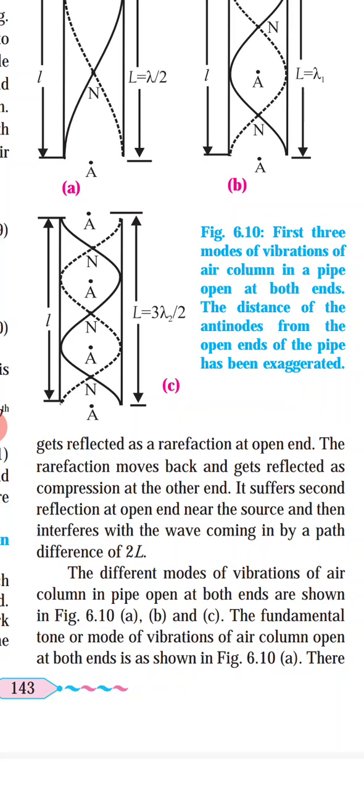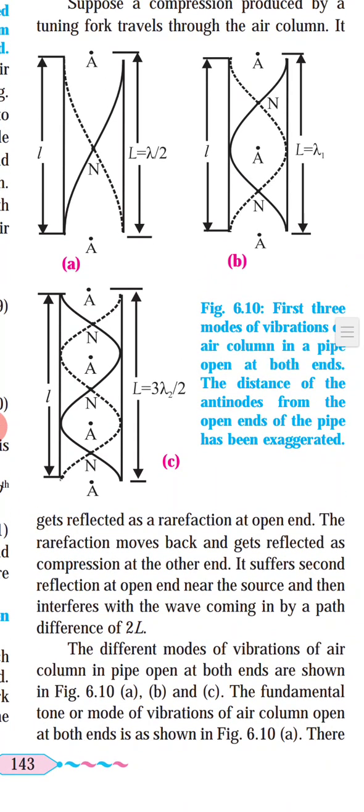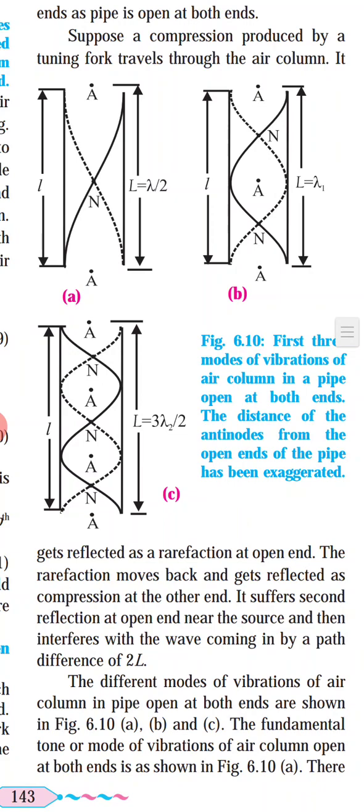Different modes of vibration of air column in a pipe open at both the ends are shown in figures 6.10 A, B and C. In A, there are 2 antinodes and 1 node. For B, 3 antinodes and 2 nodes are there. So how it will work, that we will see.